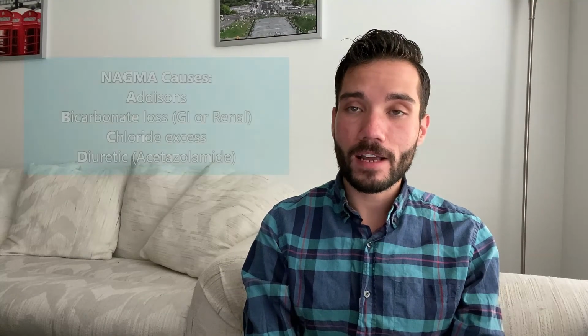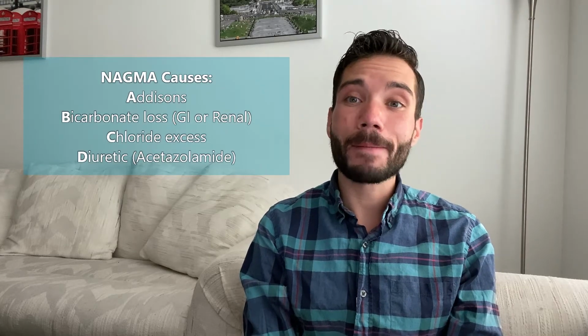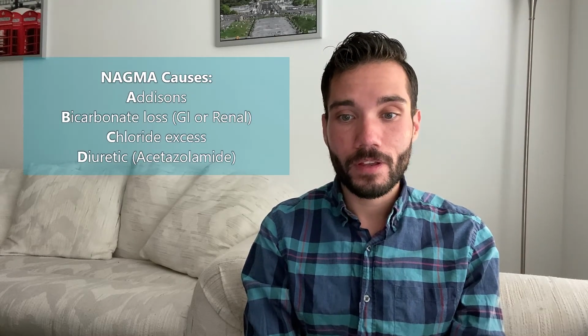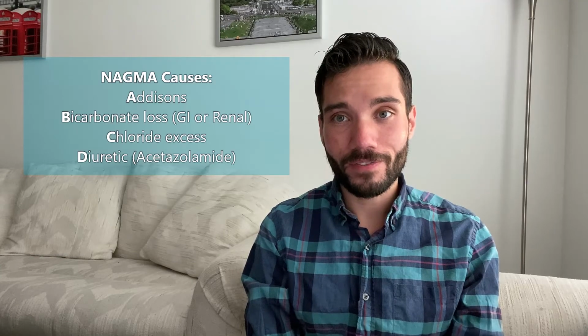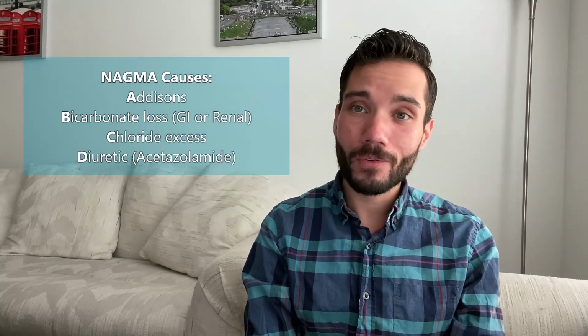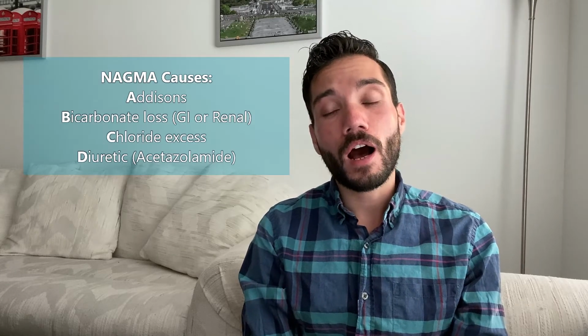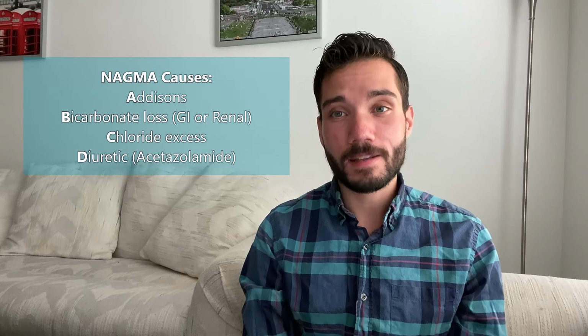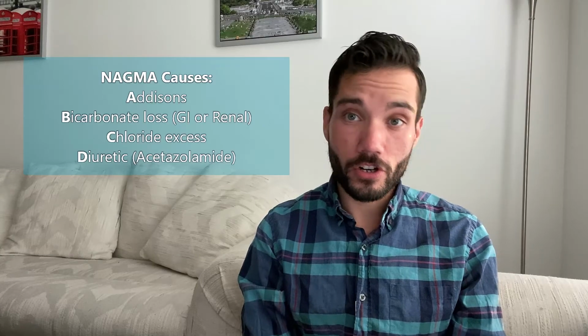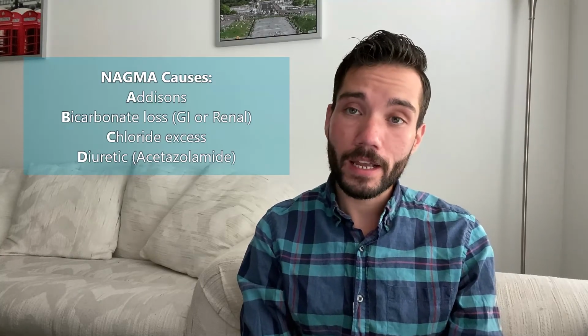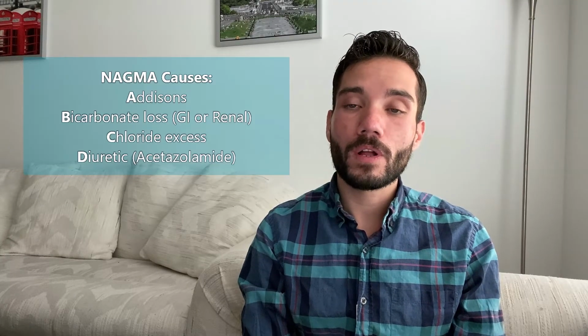The 4 causes of a normal anion gap metabolic acidosis can be remembered by the ABCD mnemonic. Most of the time, it's our fault. We either gave too much chloride with normal saline or we gave them acetazolamide. However, other causes can be due to loss of bicarbonate, which you can either lose through your GI tract, like in diarrhea and vomiting, or through the kidney.